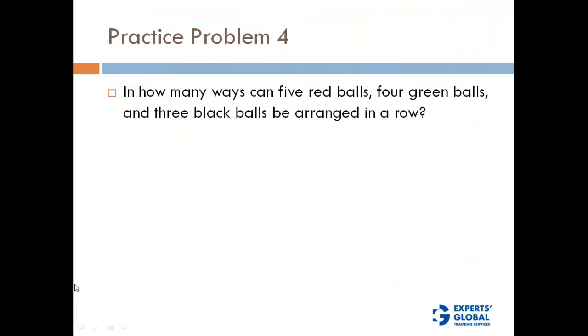Let's look at this problem. Please give it a try. In how many ways can 5 red balls, 4 green balls and 3 black balls be arranged in a row?